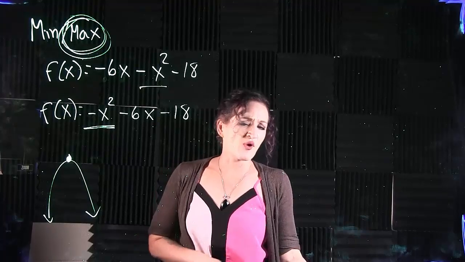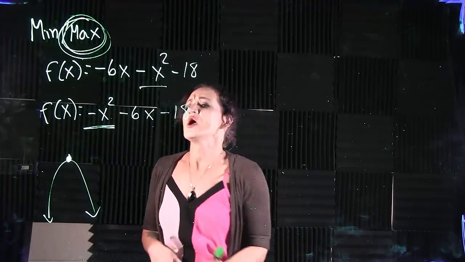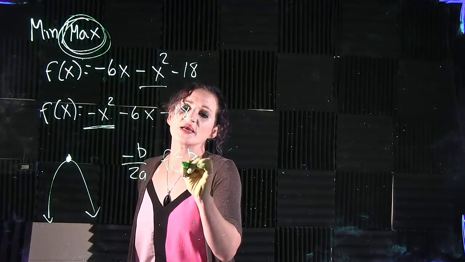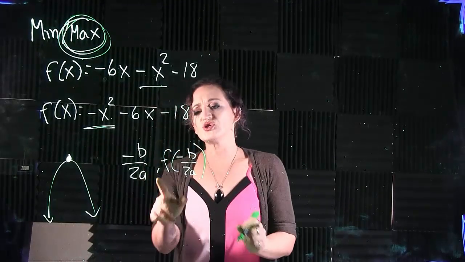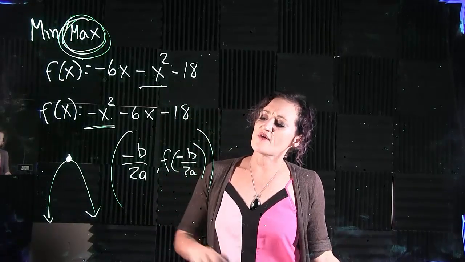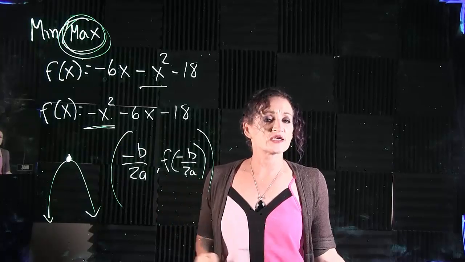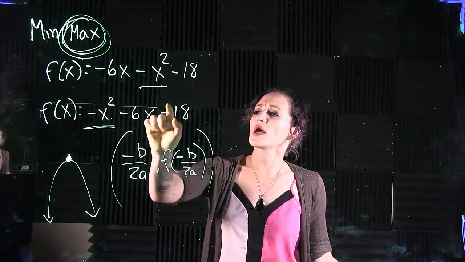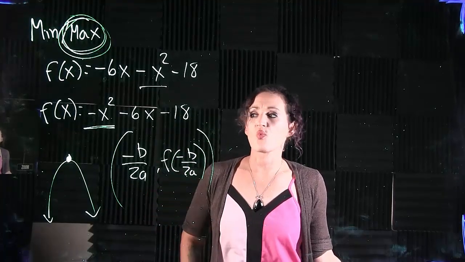To find the maximum point of any quadratic equation, which is the same thing as finding the vertex of a quadratic equation, we are going to use this little mini formula here, which will give us the vertex. In order to find the x value, plug into negative b over 2a. The answer you get from there, you'll plug into your equation to get the y.